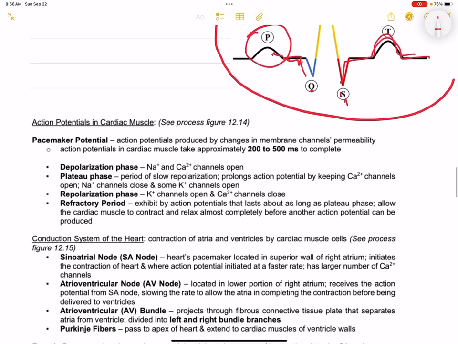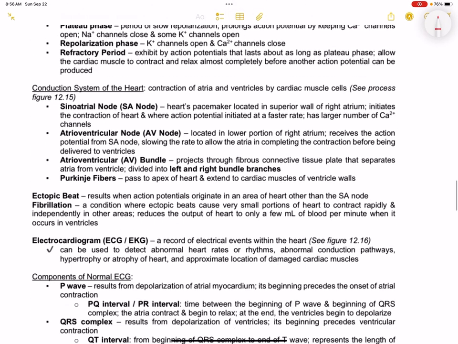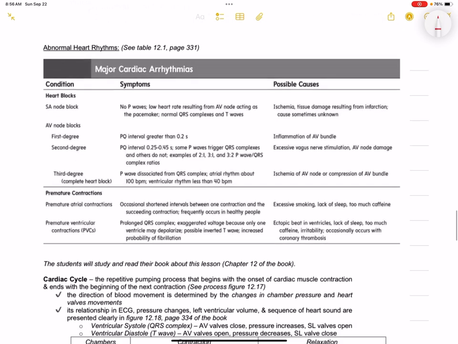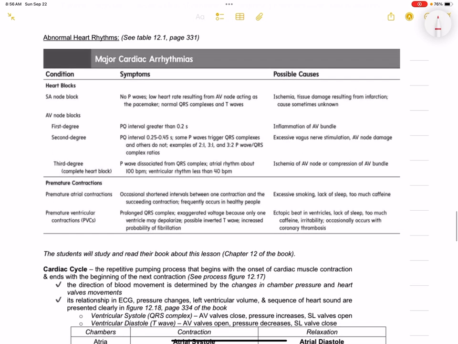Okay? So, ara sila ang ginhamba ko. So, abnormal heart rhythms. So, muni sila mga major cardiac arrhythmias naton. So, condition, kung may condition like heart blocks. So, ang SA node naton, block. So, no P waves, low heart rate resulting from AV node acting as the pacemaker. So, normal QRS complex and T waves ang symptoms. So, possible causes. So, possible nagka-ischemia, tissue damage resulting from infarction. Some cause sometimes unknown. Okay?